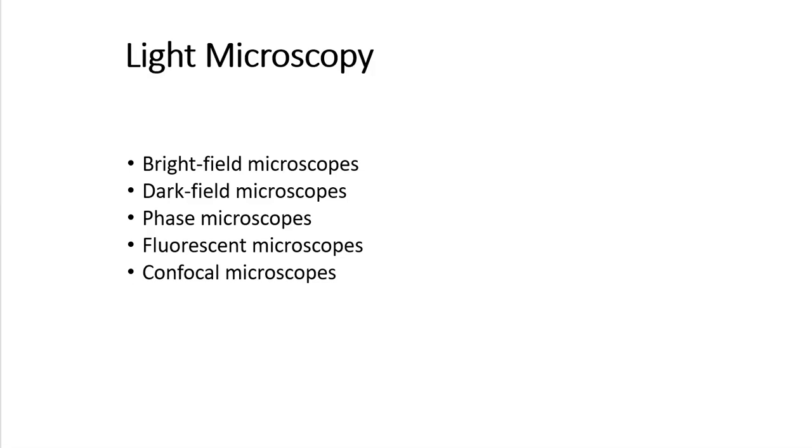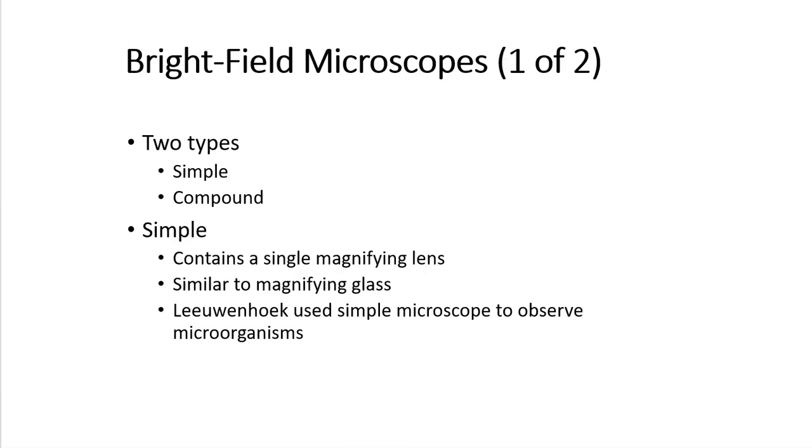A lot of hospitals will have fluorescent scopes. I've worked under the fluorescent scopes many times. Okay. So bright field, two different kinds: simple microscope and compound. A simple magnifying glass is a simple microscope. You can take a magnifying lens and look at something. What Leeuwenhoek did was use a simple microscope to observe these microorganisms. Well, this is great and good and dandy, but it doesn't help us.